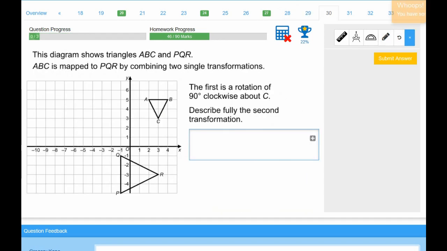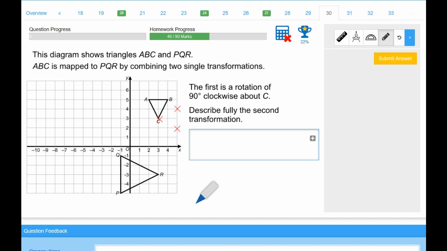Question 30, almost done. This diagram, ABC, is first of all a rotation 90 degrees around C. Let me sketch that one for you first of all. So using my tracing paper, I have sketched out where the first rotation 90 degrees clockwise is going to be. And now I want to get from here to here. And I want to work out how do I do that.